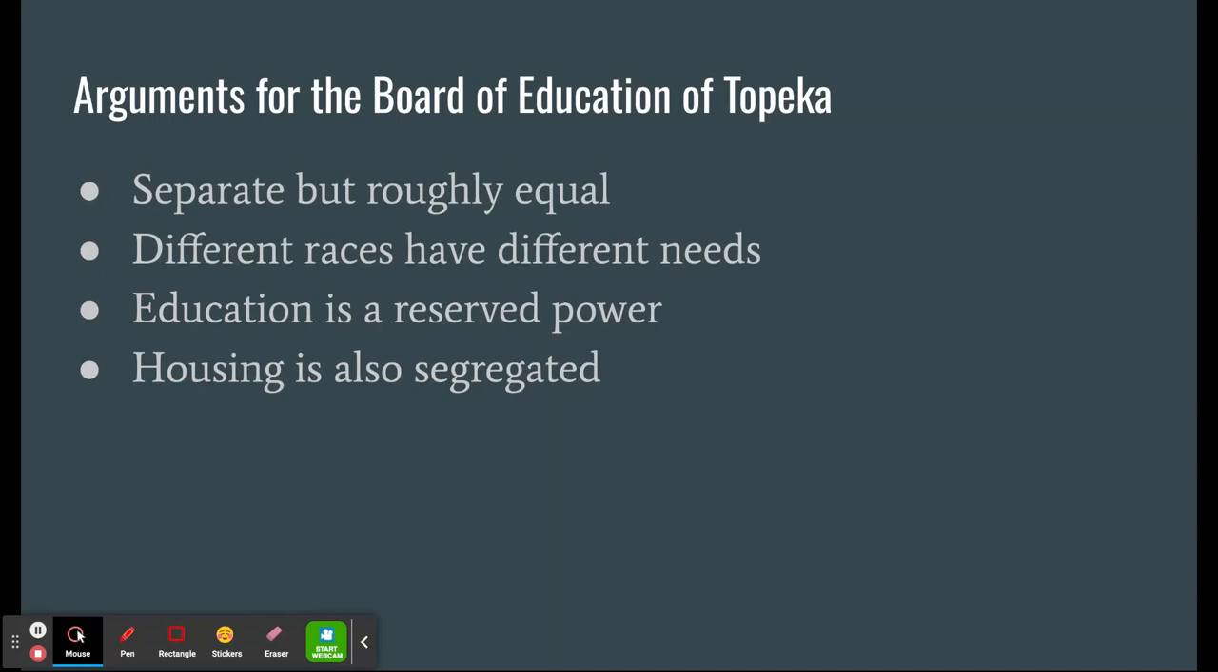And they also argued that education is a reserved power that should be left entirely to the states, and therefore that the federal government had no right to be involved at all. And they also pointed out that the segregated housing of Topeka conflicted with the desegregation of schools, where students might have to travel very far in order to go to a different school if the government were to force desegregation.